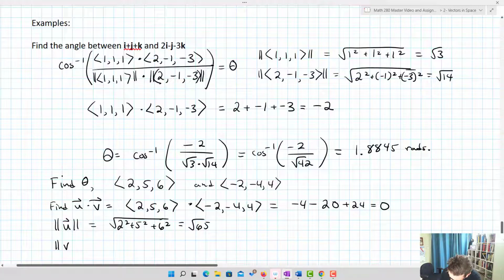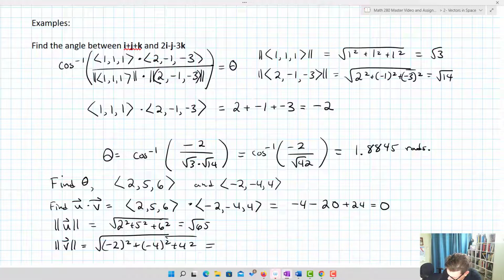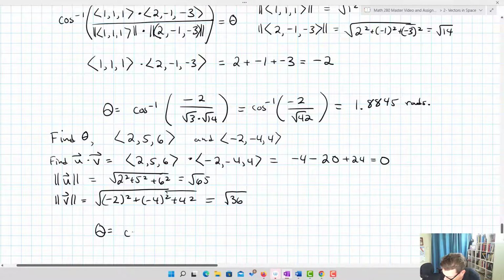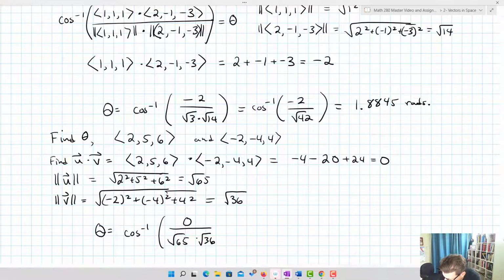And then we have the magnitude of v, which equals the square root of negative 2 squared plus negative 4 squared plus 4 squared, which ends up equaling the square root of 36. So what we get now is that theta is going to equal cosine inverse of 0 over the square root of 65 times the square root of 36. Okay? And so that means that theta equals cosine inverse of 0.